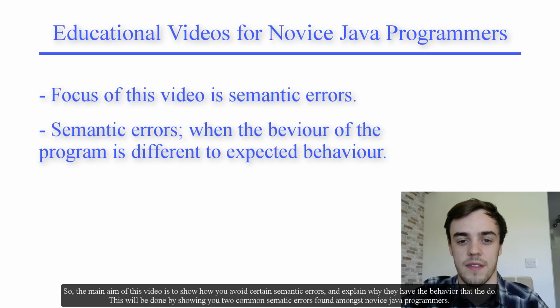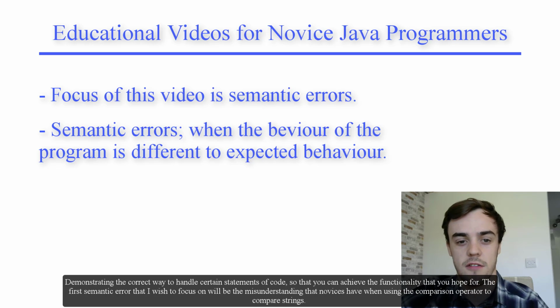So the main aim of this video is to show you how to avoid certain semantic errors and explain why they have the behavior that they do. This will be done by showing you two common semantic errors found amongst novice Java programmers, demonstrating the correct way to handle certain statements of code so that you can achieve the functionality that you're after.